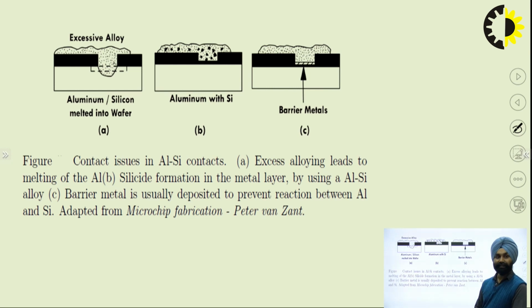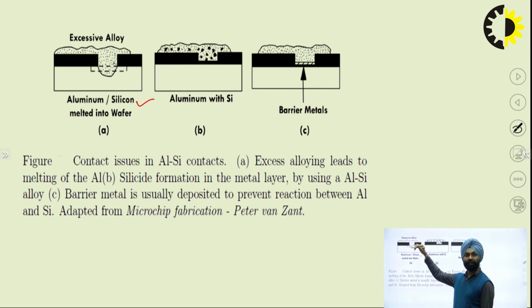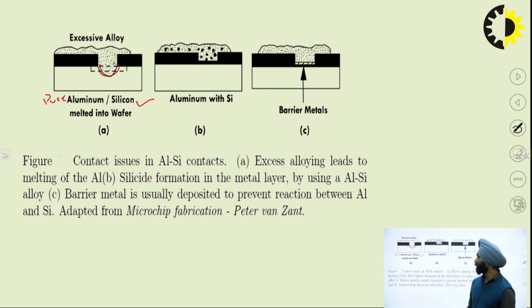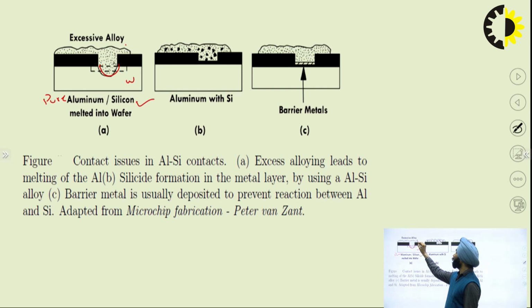So there are different alloys that we use. One is that we use only pure aluminium. When pure aluminium is used, it may be dissolved into the wafer. So this is the wafer, this is the metal, and this is maybe an oxide layer.